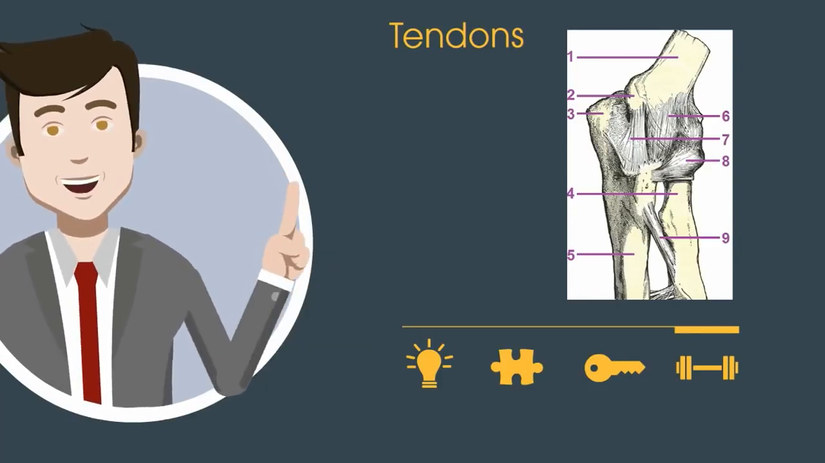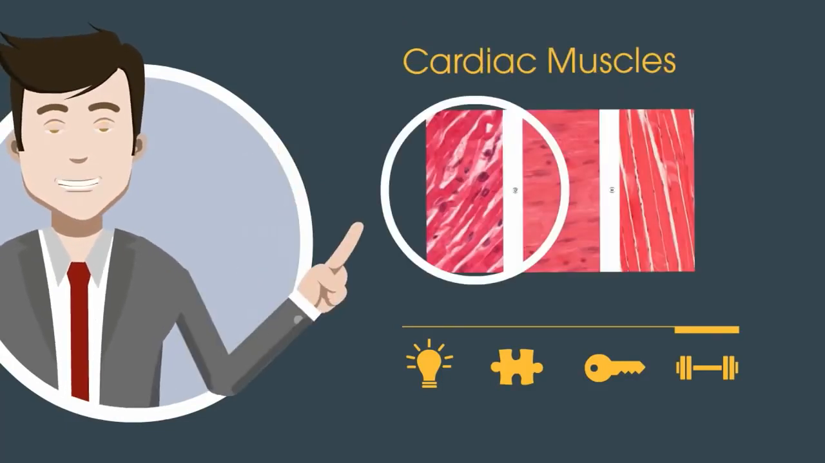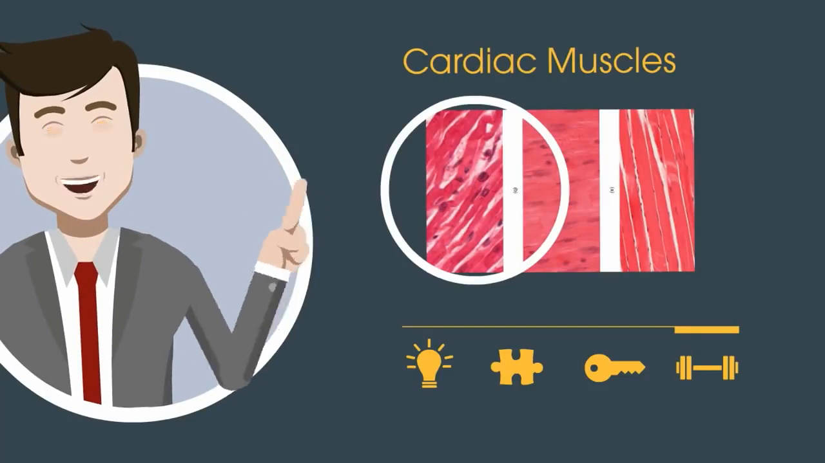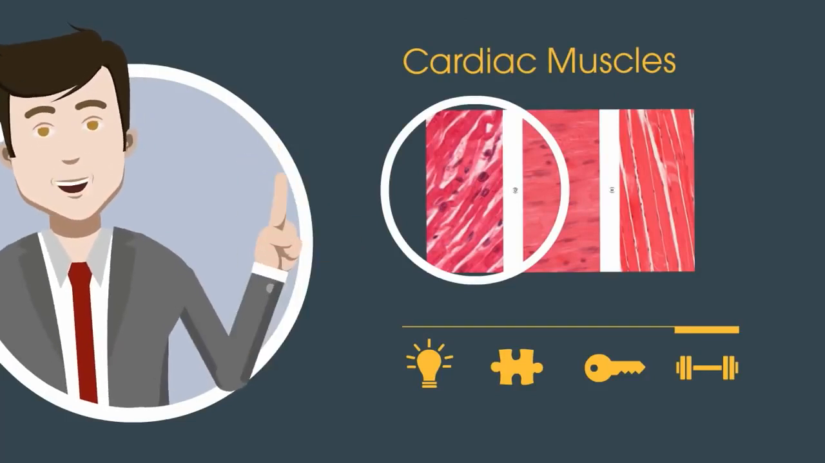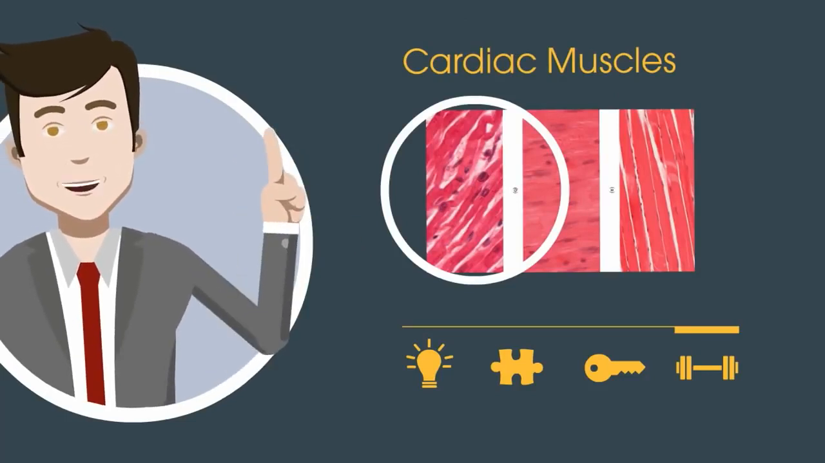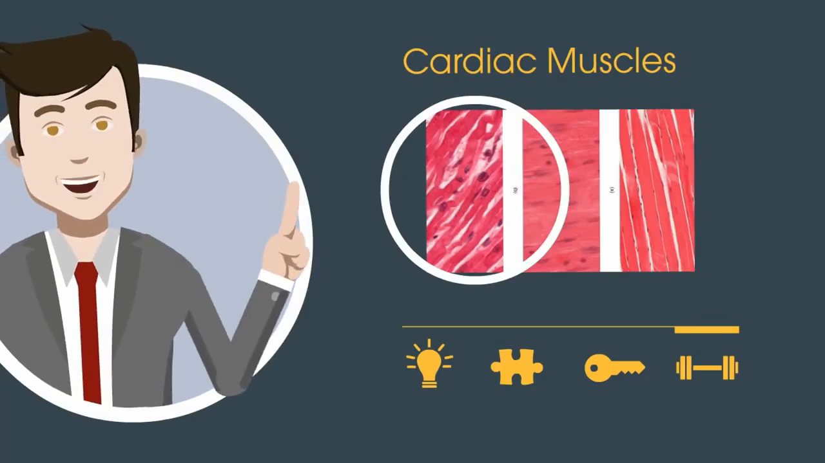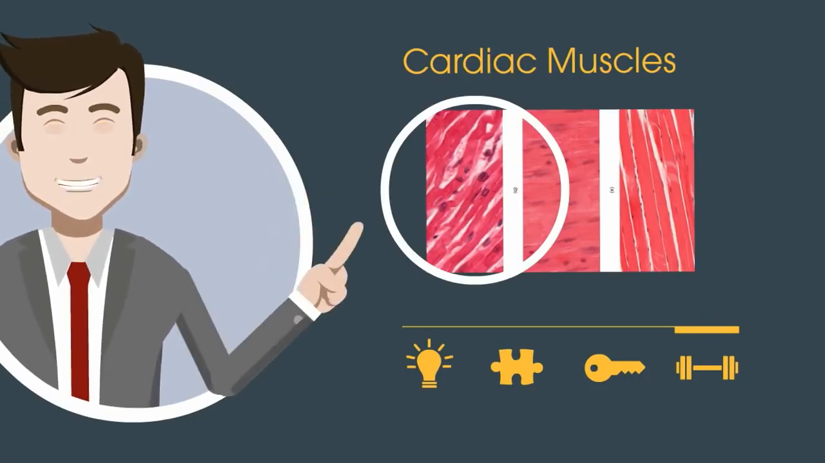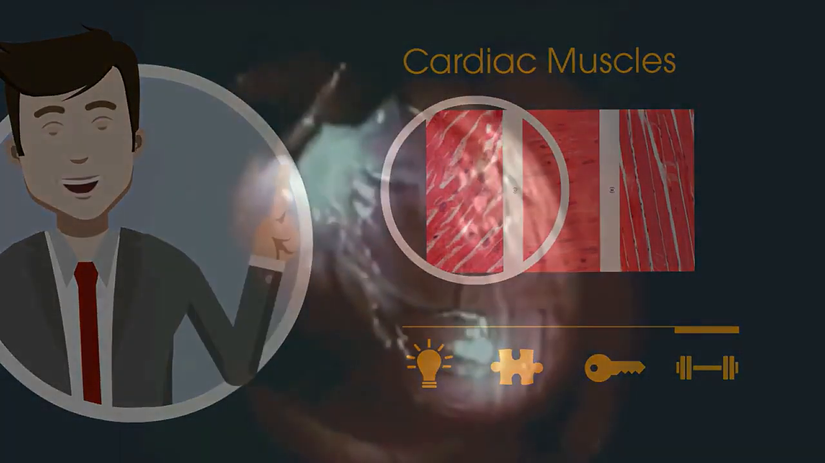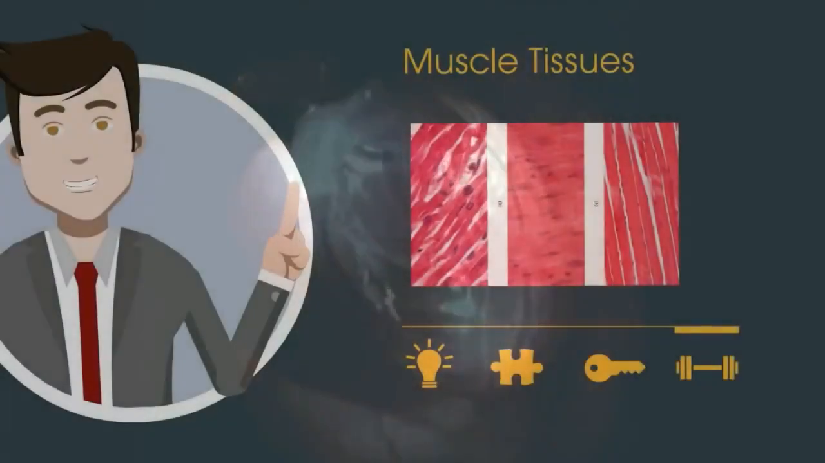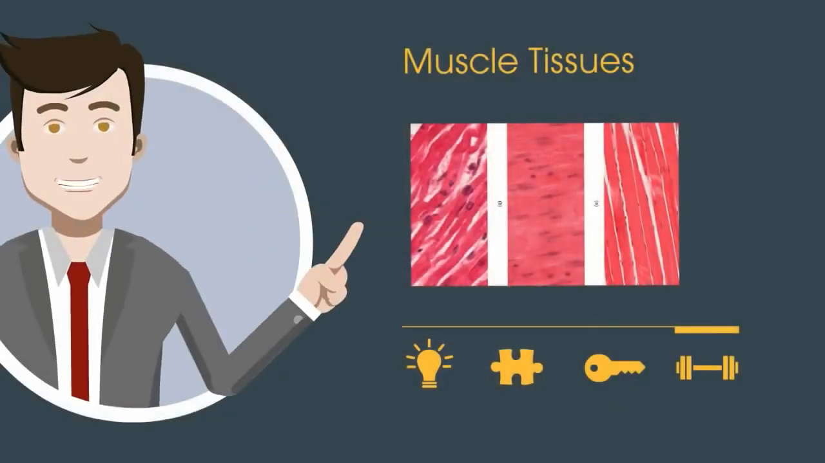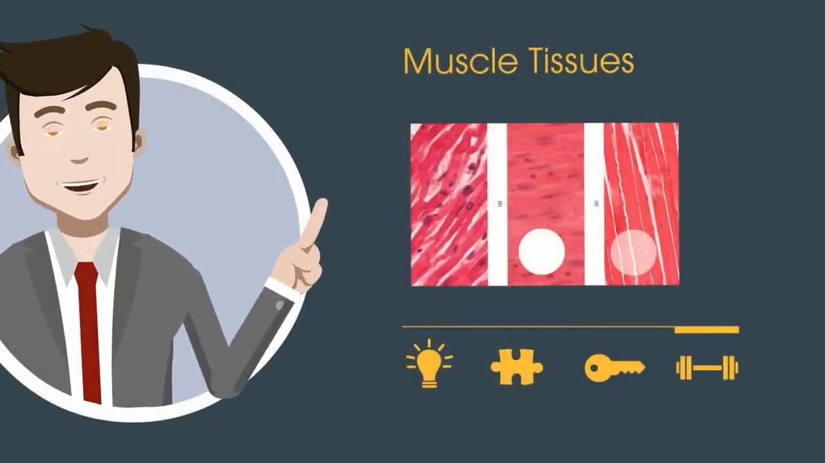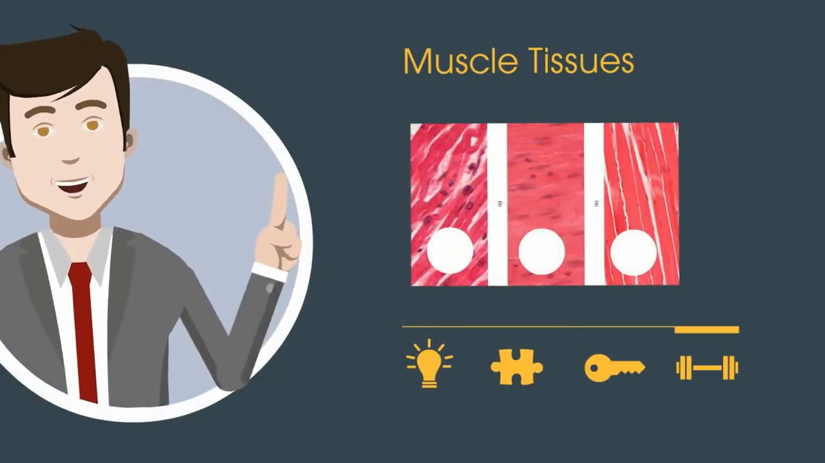And finally, cardiac muscles are striated muscles found in the heart. They are kind of a mixture between smooth and skeletal muscles. These muscles help the heart pump blood all day. Take a look. There you go. The three types of muscle tissues. We have smooth, skeletal, and cardiac.